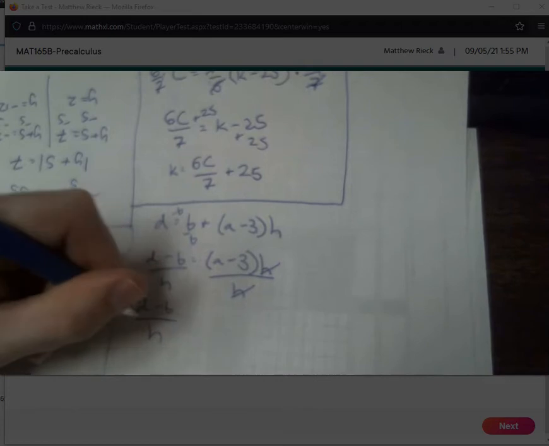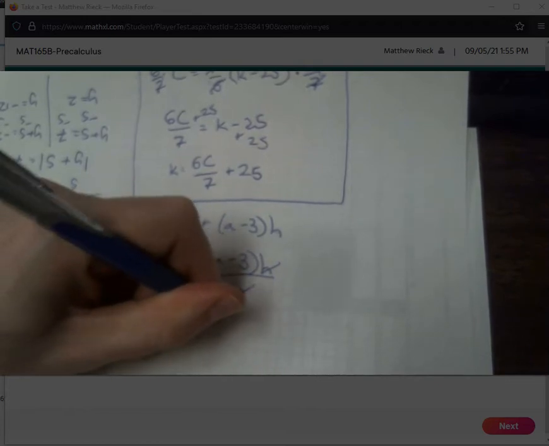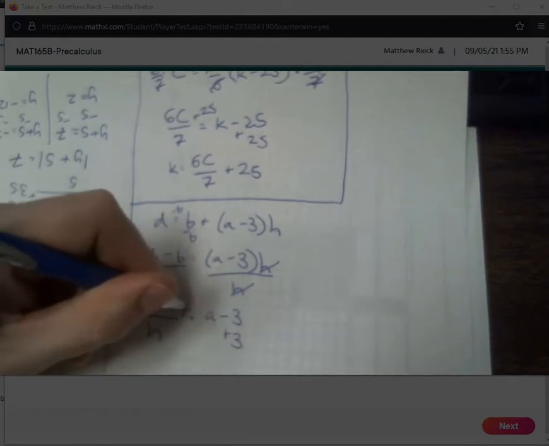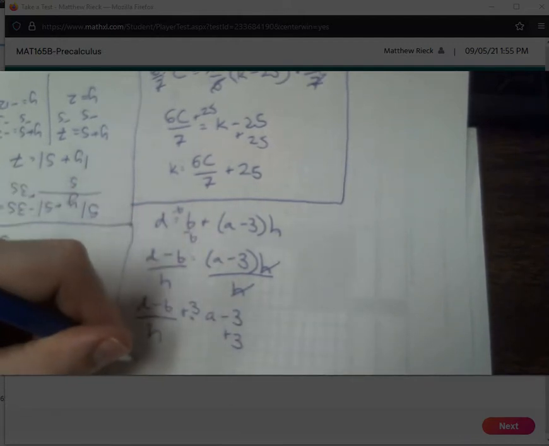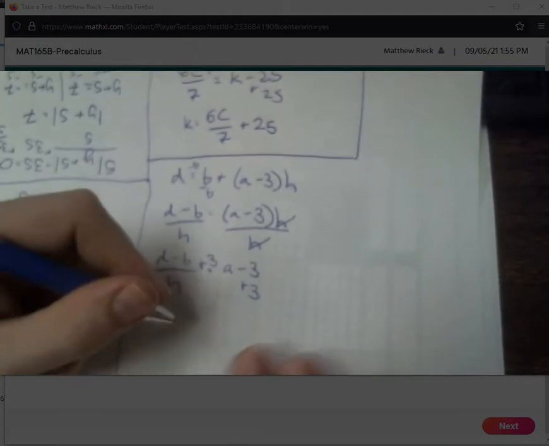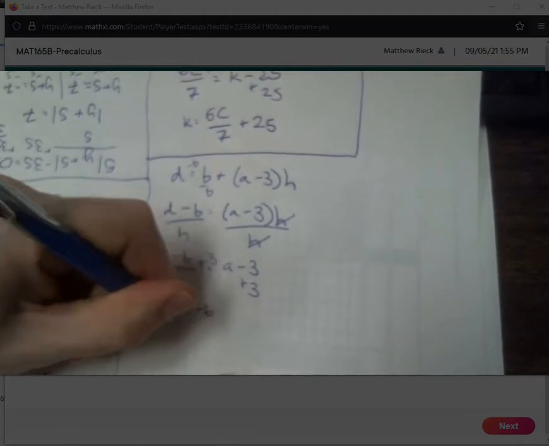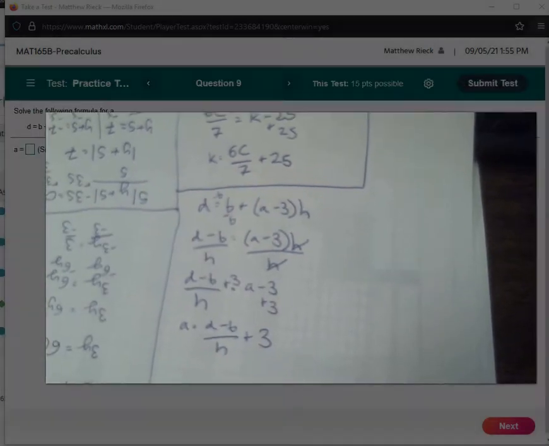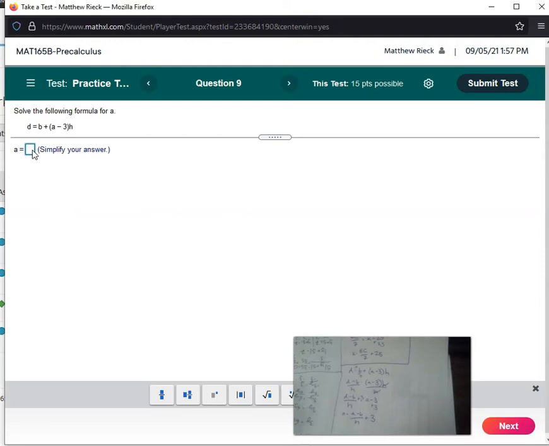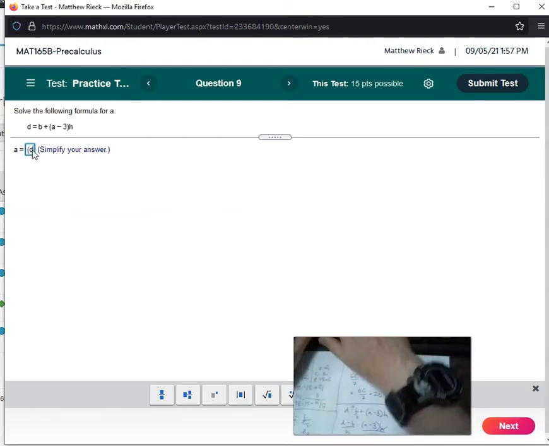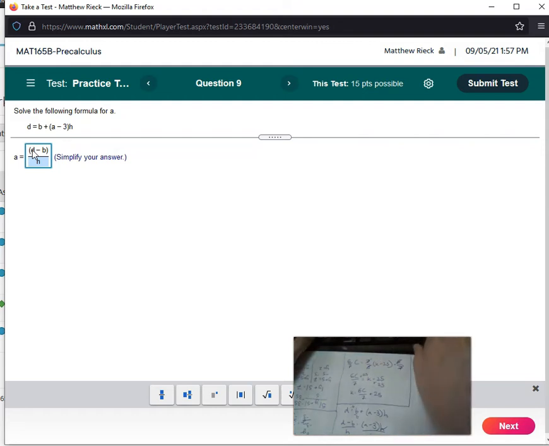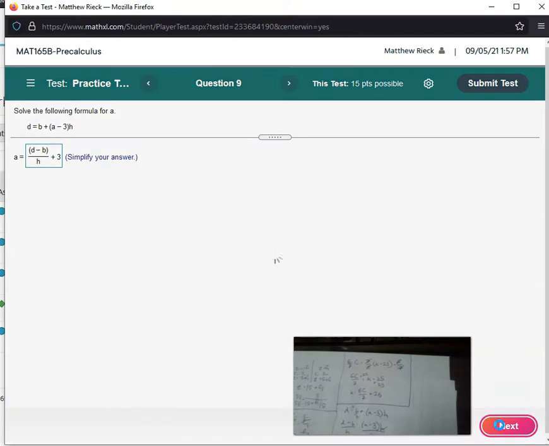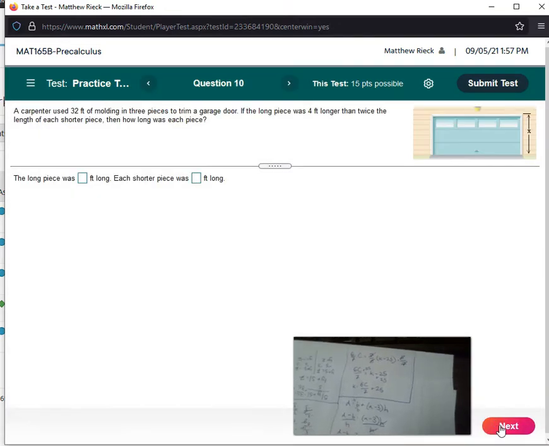So you have d minus b over h equals a minus 3. And then again, to get a by itself, you can just add 3 to each side. So you have a equals d minus b over h plus 3.